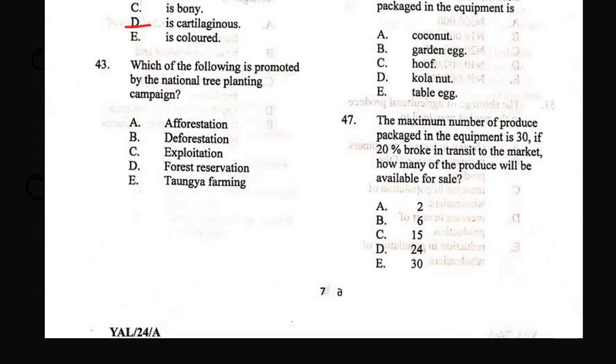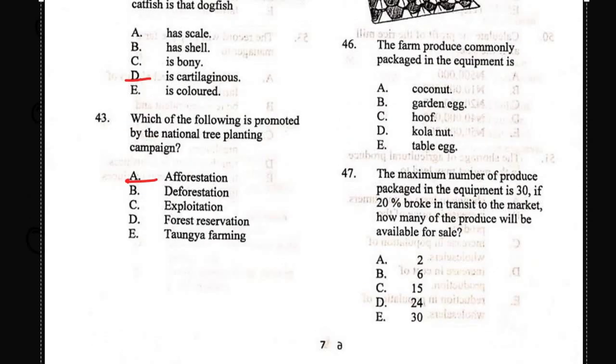Question 43. Which of the following is promoted by the National Tree Planting Campaign? A. Afforestation, B. Deforestation, C. Exploitation, D. Forest reservation, E. Taungya farming. The correct answer is A. Afforestation.